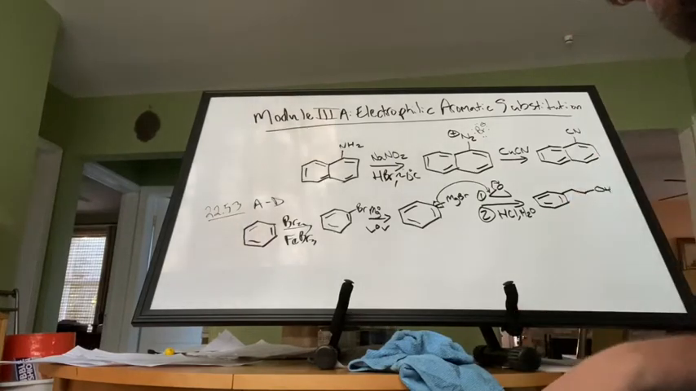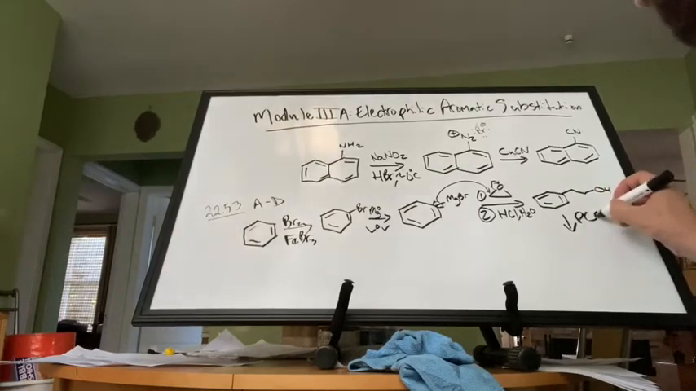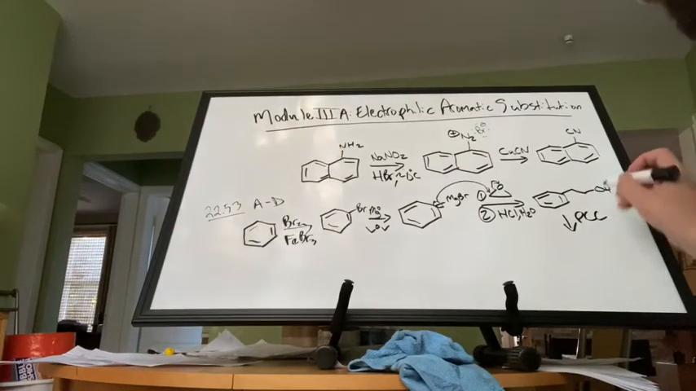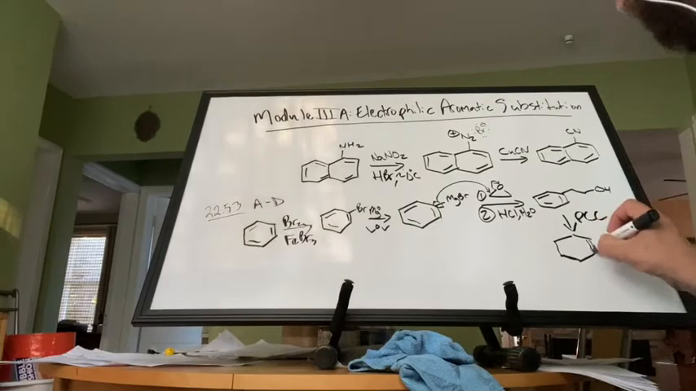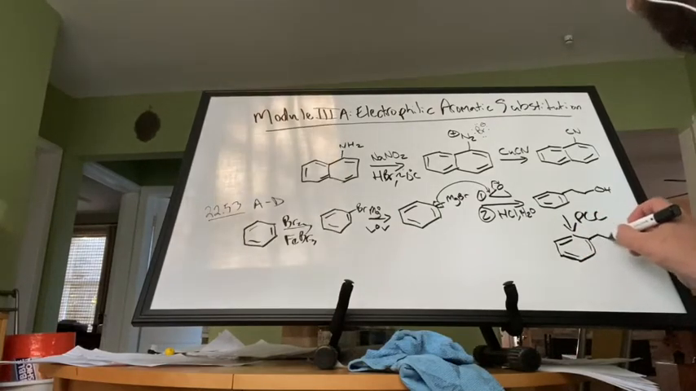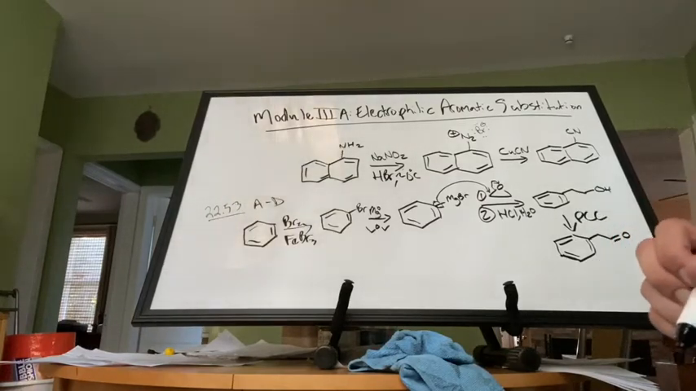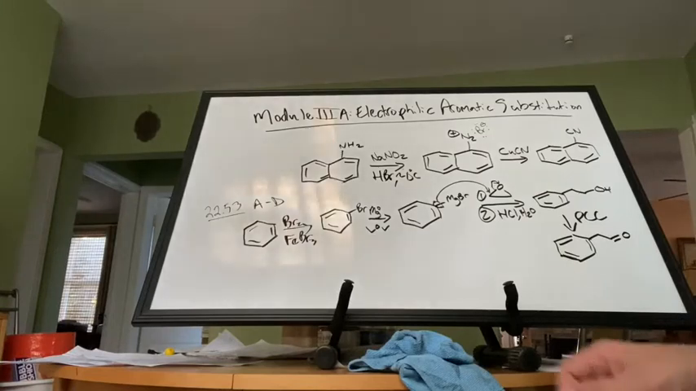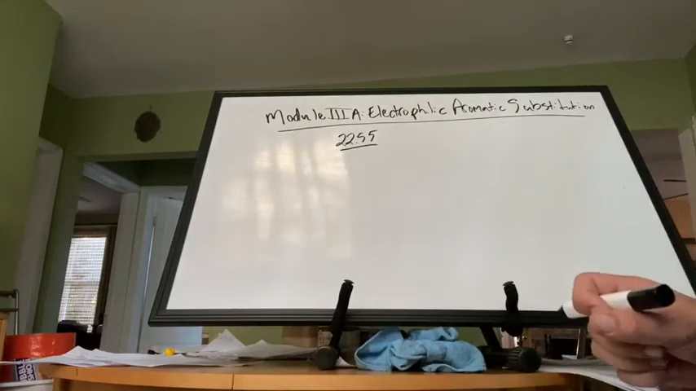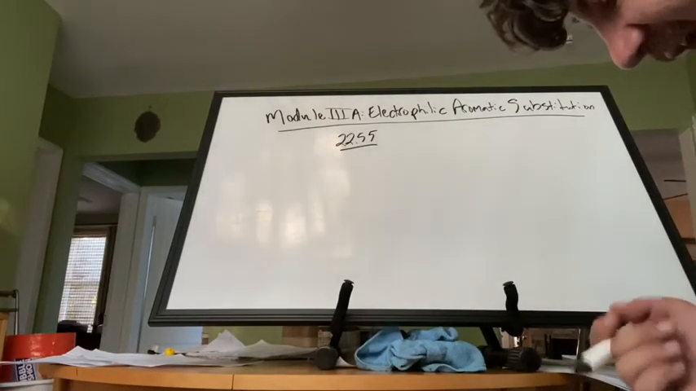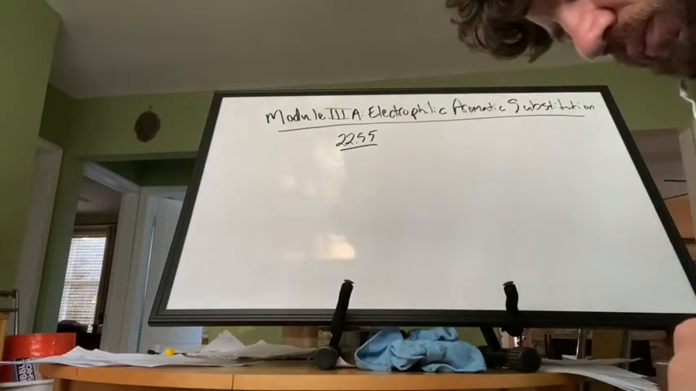And PCC is an oxidizing agent, which will actually oxidize this to an aldehyde. So it'll be like this. Okay, so 2255 again, A through D. No, actually, we'll do the whole thing.